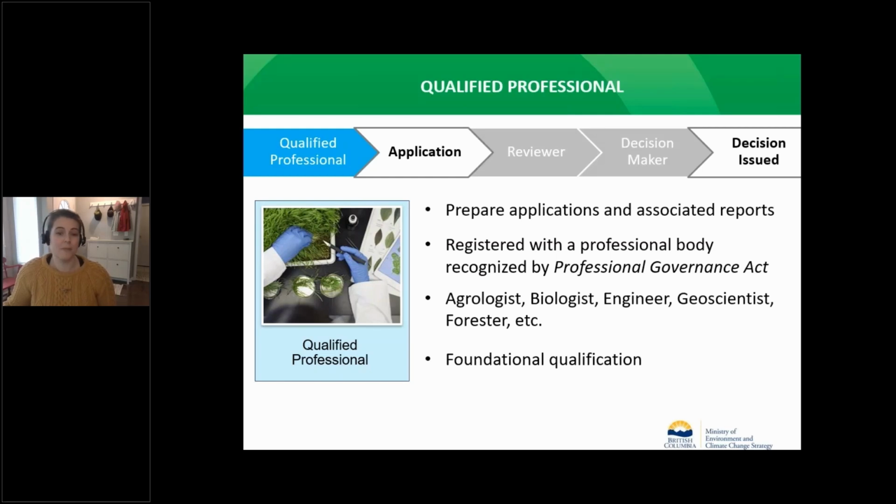In addition to being a professional who prepares applications, a qualified professional is also considered a foundational qualification. For example, many ministry reviewers, approved professionals, and decision makers are also qualified professionals. Next slide, please.